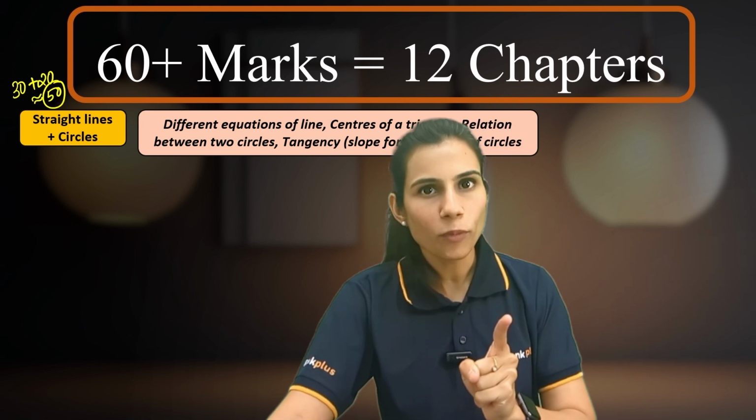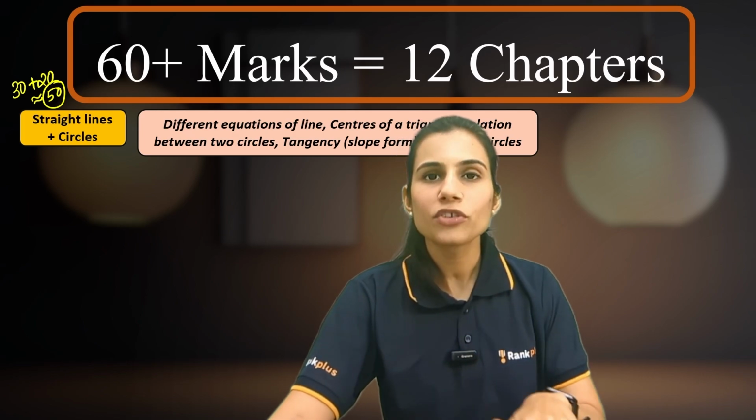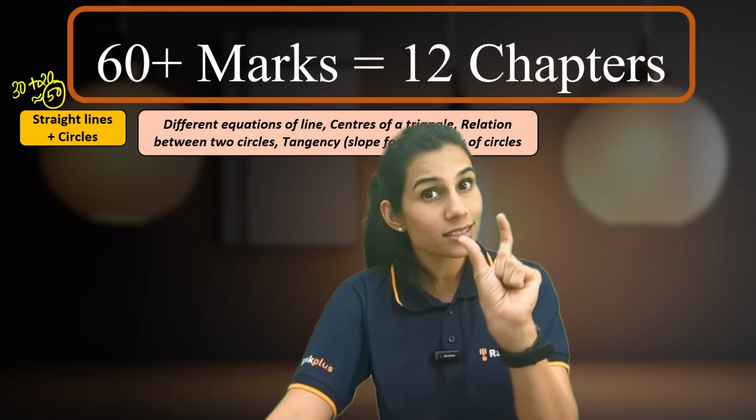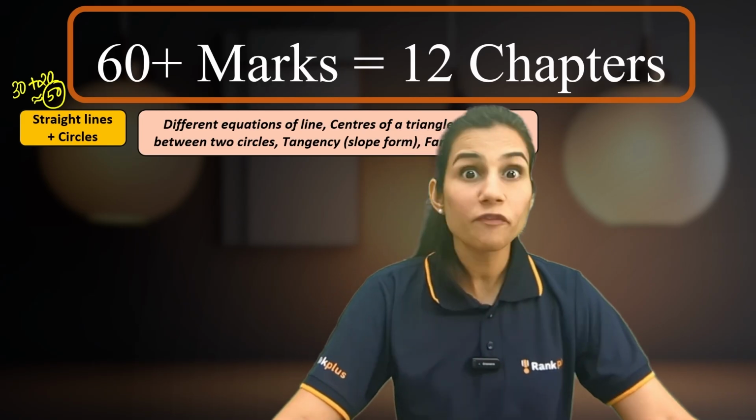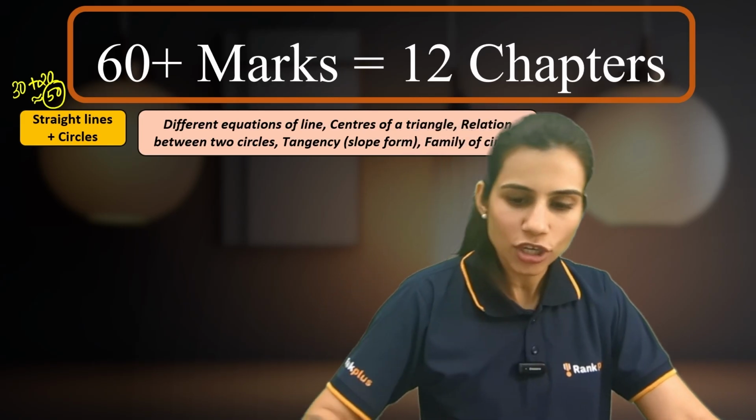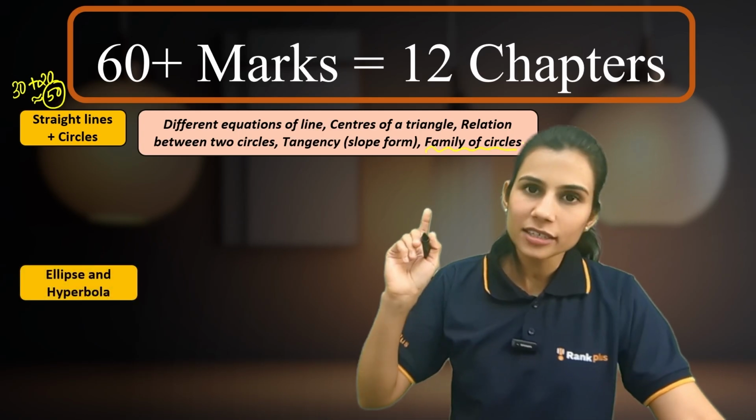Tangency, especially the slope form. How do you write the equation of tangent in the slope form for a circle? What is the condition on the y-intercept with respect to slope form? And also family of circles, supremely important. Supremely important is family of circles.